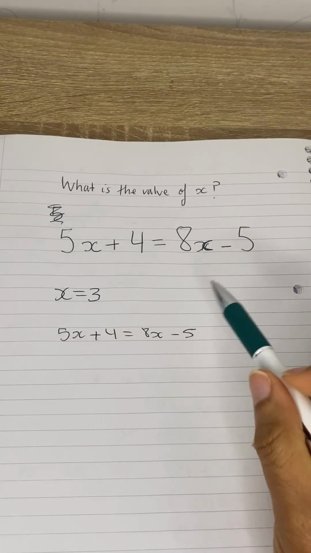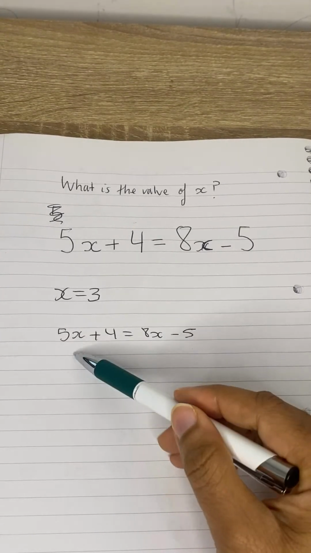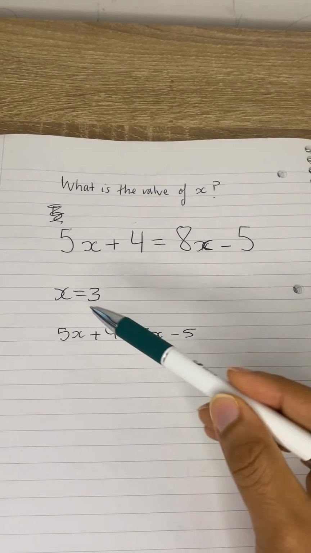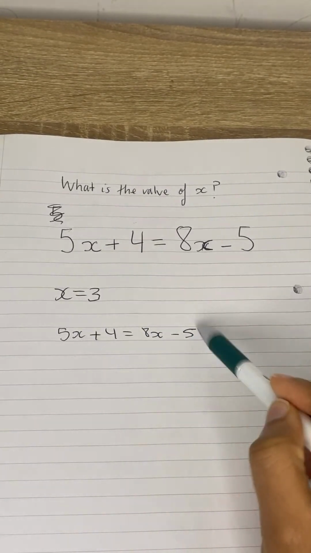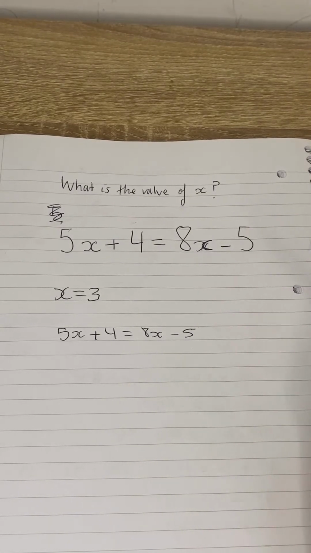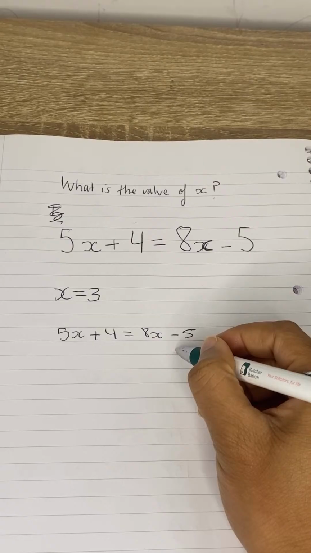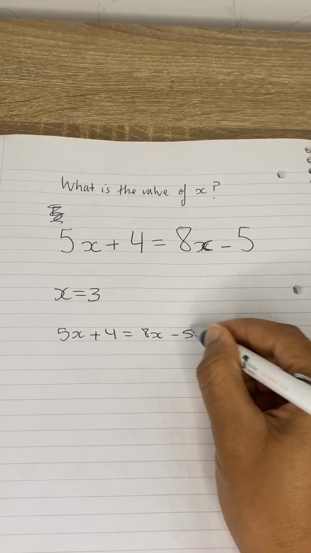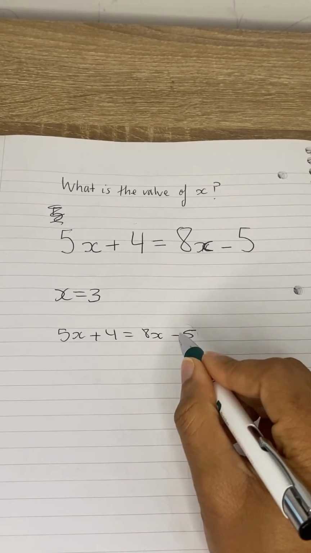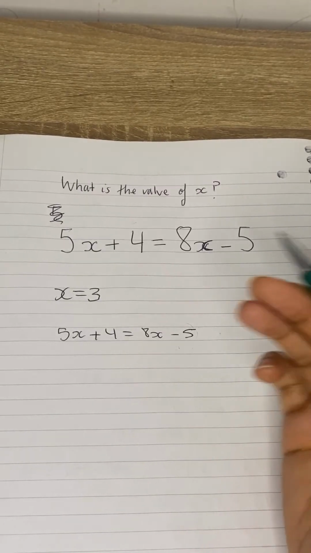So if we add something here, we add it here. If we take away something here, we take it away here, and vice versa. So what we're going to start with first, you can do any, but I'm going to do my plus 5 to get rid of this number, because minus 5 plus 5 equals 0.